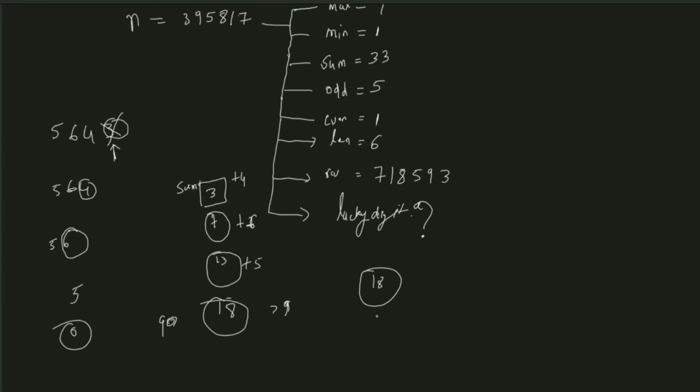So again, I take the 8, then I add it with 1. What is 8 plus 1? 8 plus 1 is nothing but 9. If this is a single digit number, then I will stop, right? This is the procedure I'll be doing.